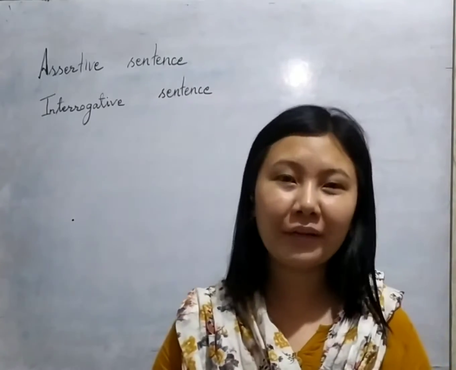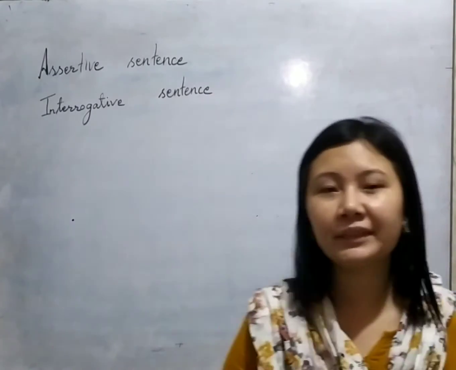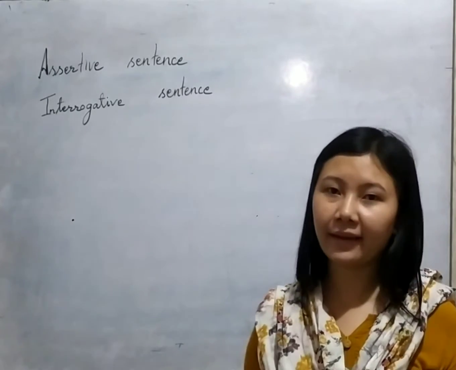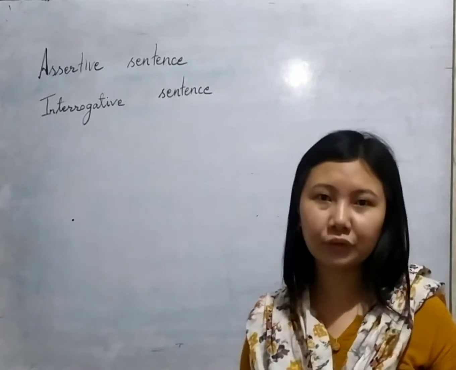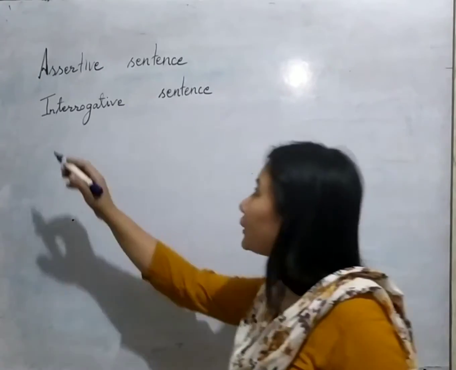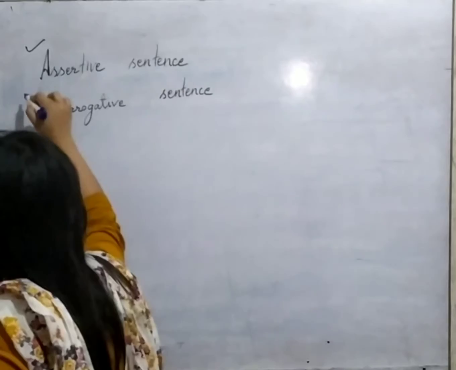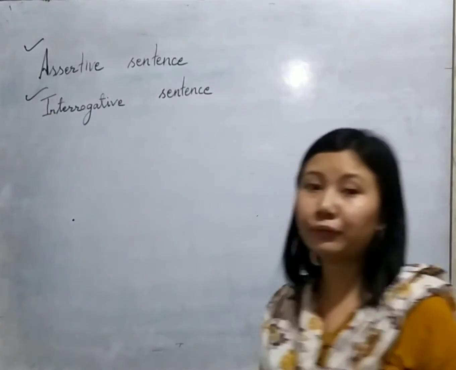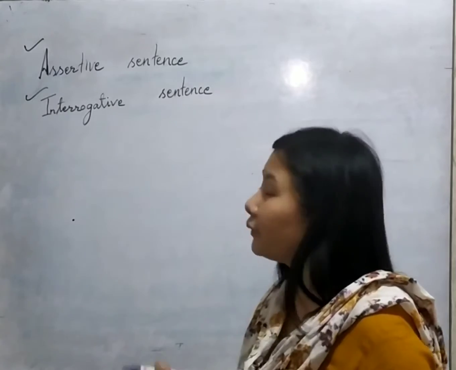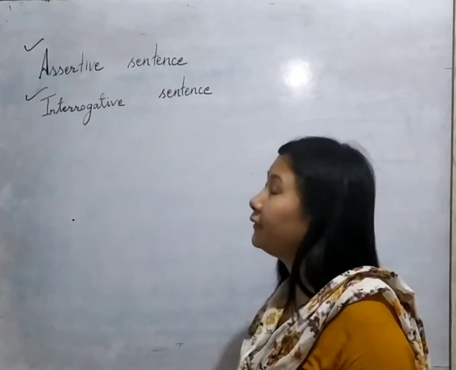Hello children, today we are going to study further about the kinds of sentences. In the previous video we had studied that there are 4 kinds of sentences. I had talked about those 4 types of sentences in the previous video. Today we are going to discuss 2 of these types in a little more detail, because we are going to deal with the kinds of assertive sentences and the kinds of interrogative sentences.